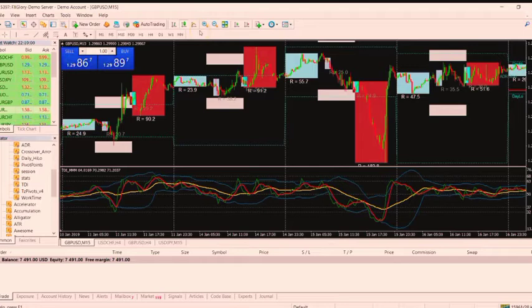Now, if you don't understand that, you might have to YouTube what is a pip and all that, because I don't really have time to explain all this stuff right now all day long. But let me explain this. This right here is your lot size, guys. Okay? Now, when you're first starting to trade, like in the demo, you can do a $1 lot size.